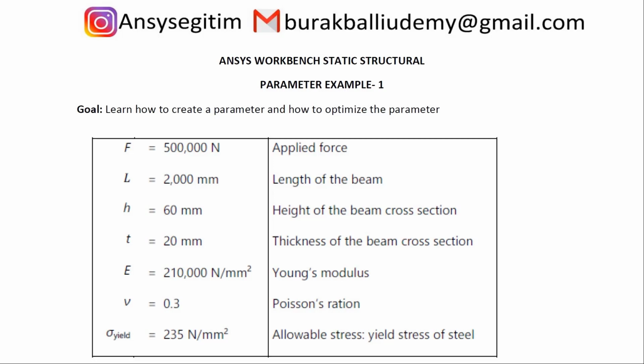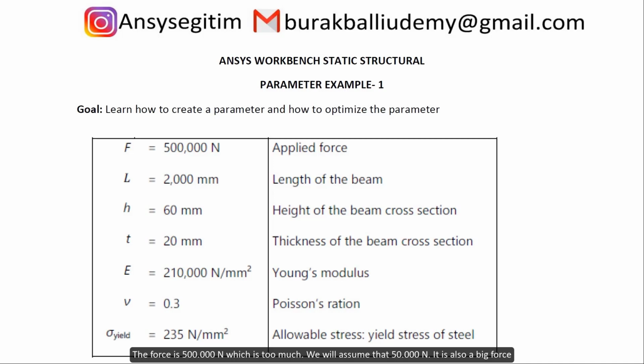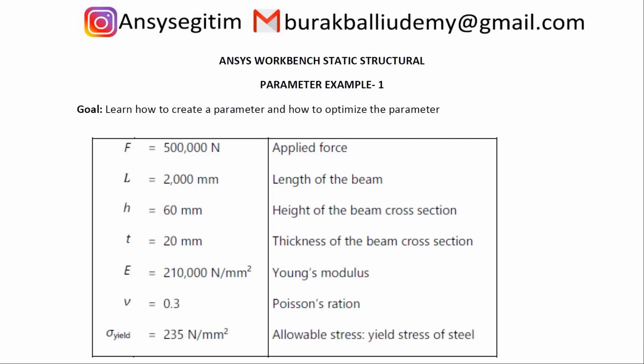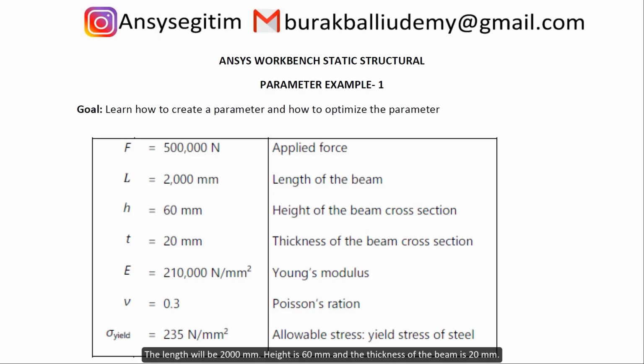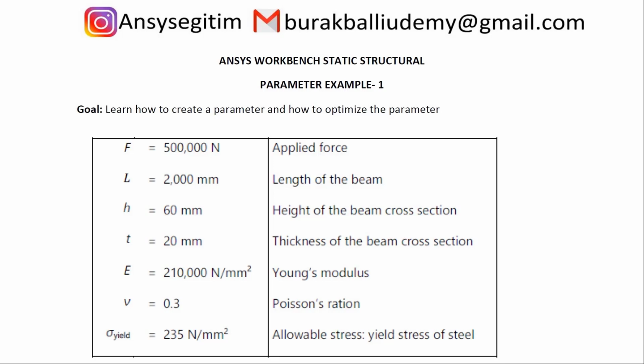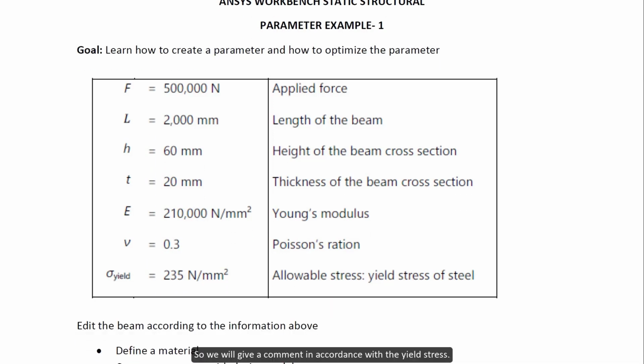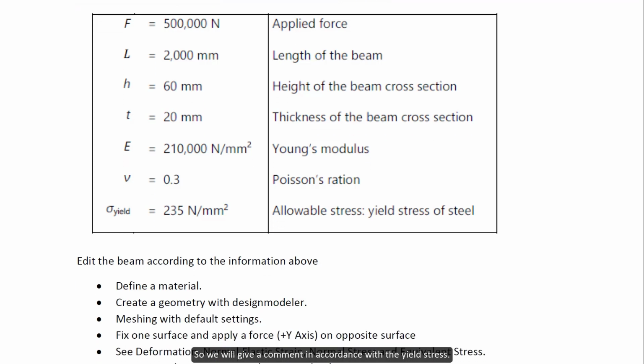The force is 50 kilonewton, which is too much. We'll assume that 50 kilonewton is also a big force. The length will be 2000 millimeter, height is 60 millimeter, and the thickness of the beam is 20 millimeter. Young's modulus is given as 210,000 Newton per millimeter square. Poisson's ratio is given 0.3, and allowable stress is given as 245 Newton per millimeter square. So we'll give a comment in accordance with the yield stress.